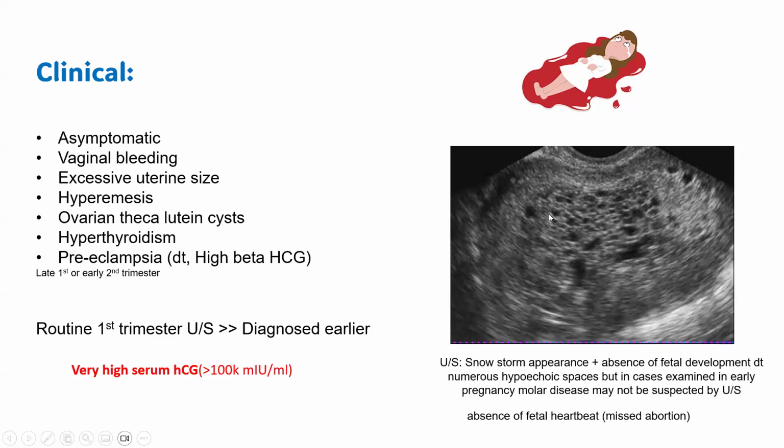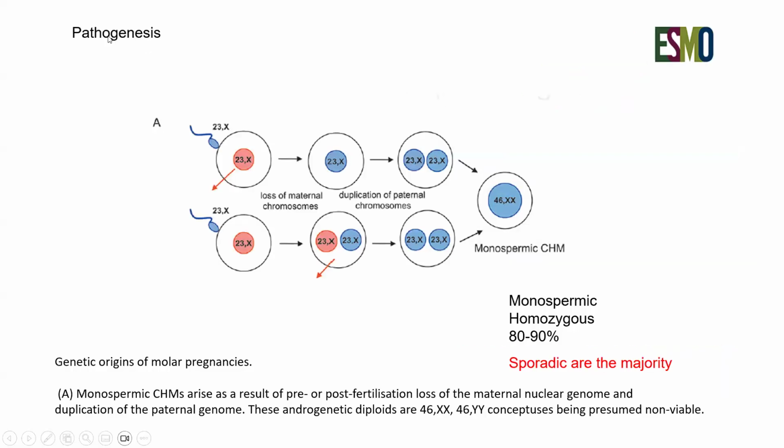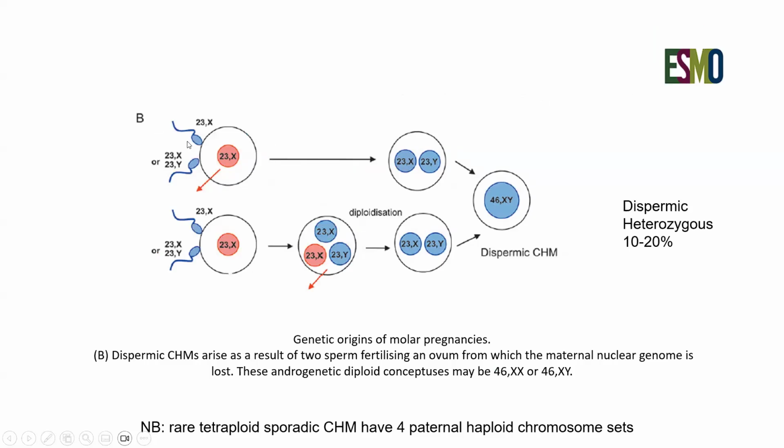This is the same ultrasound that we have seen in the case, where the snowstorm appearance is due to the many hydropic vesicles. And again, this is the pathogenesis I have said before: how a single sperm can fertilize an ovum that has lost the maternal DNA or genome, prior to fertilization or after fertilization, and then duplicates to give us a monospermic complete mole. They call this homozygous because it comes from a single sperm that has duplicated. Again, this was the majority.